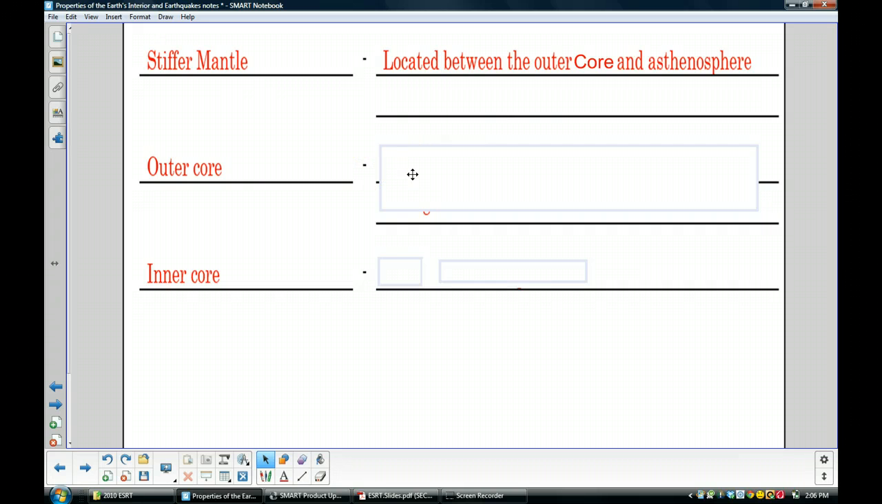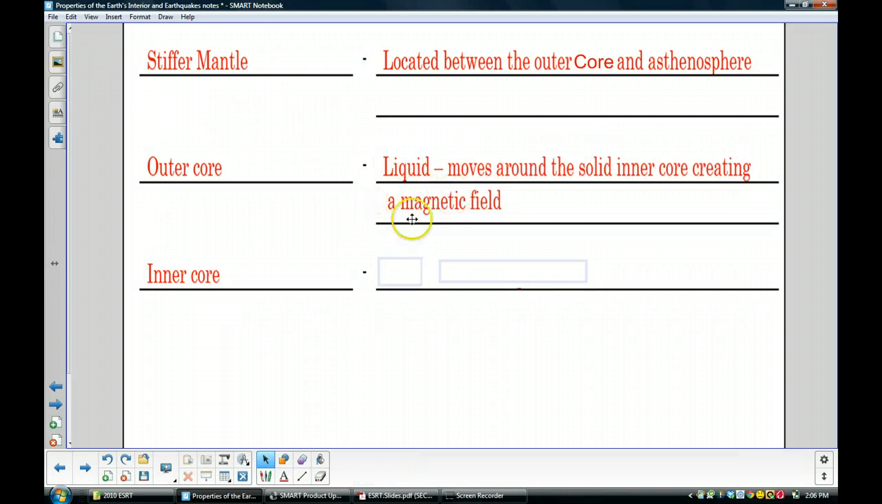It's a sort of amalgam of rock in that area. The outer core is the liquid, and it flows around the inner core, creating our magnetic field.